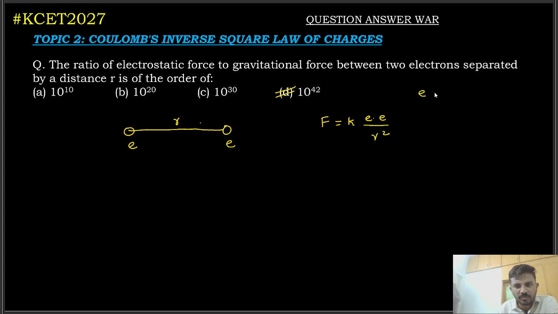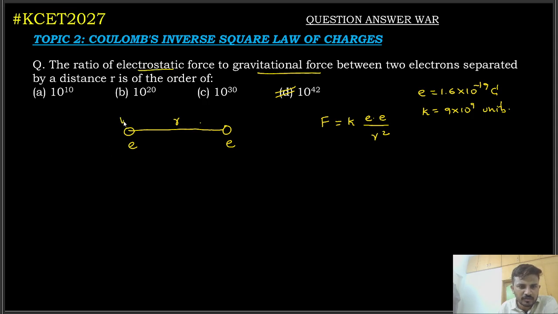e value, you know how much? 1.6 into 10 to the power minus 19 coulomb. Substitute it. K value is 9 into 10 to the power 9 in SI units. And we have gravitational force also. For electrostatic force, this is the formula.